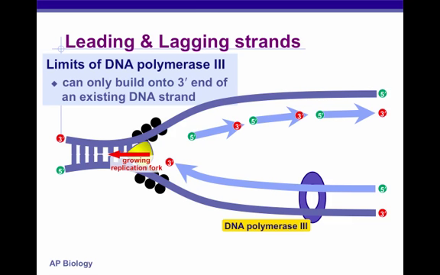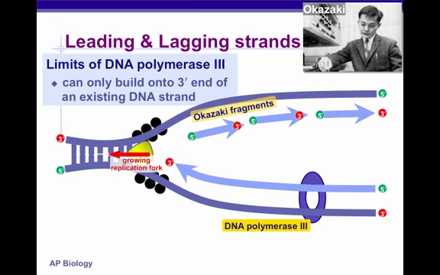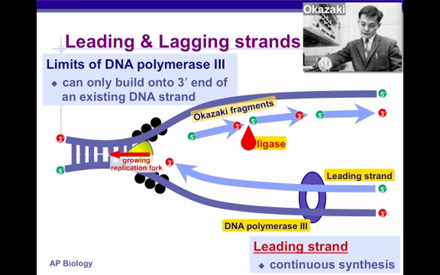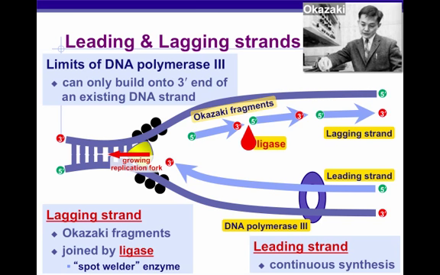It can only build onto the 3 prime end of an existing DNA strand. So we call these Okazaki fragments, after Okazaki, a Japanese scientist. So then we use ligase to connect them, and again we call this one down here our leading strand. And the leading strand is a continuous synthesis because it's going in the 5 prime to 3 prime direction. The lagging strand, you'll see, is synthesized in segments of Okazaki fragments joined by the ligase. So we call this the spot welder enzyme. The ligase is the spot welder enzyme.